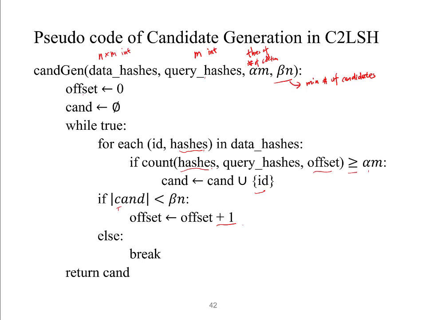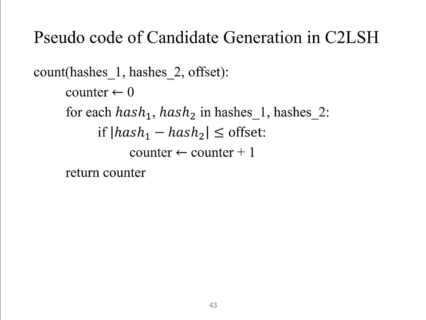Else means otherwise we have enough candidates, because the size is larger than or equal to beta n. Then we break. So we break the while loop and we return the candidate set as the result. All right, so this is the pseudocode for candidate generation.